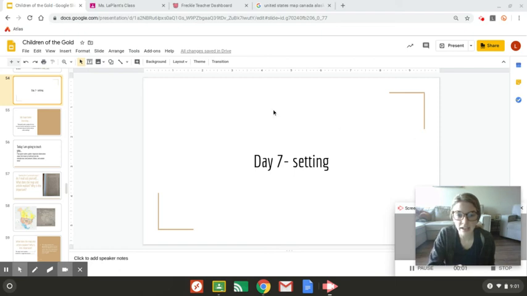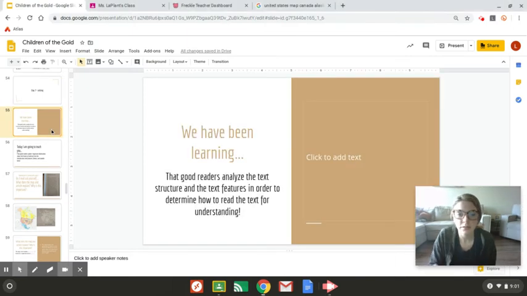Hi guys, we're going to be moving on to lesson number 7 today. And we're going to be talking about the setting, but we're also going to continue talking about text features. So we've been learning that good readers analyze the text structure and the text features in order to determine how to read the text for understanding.